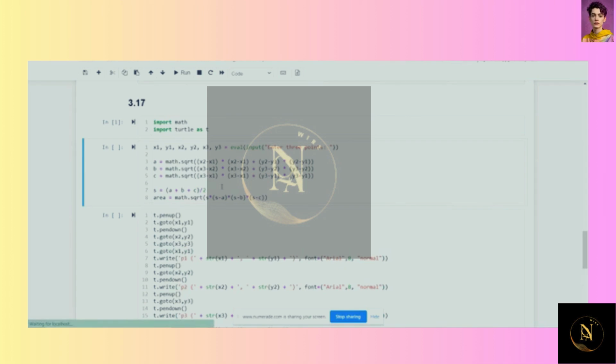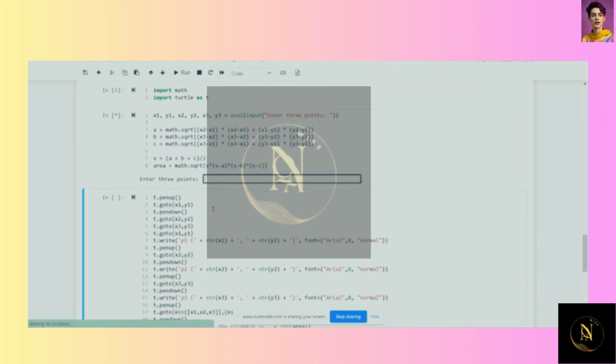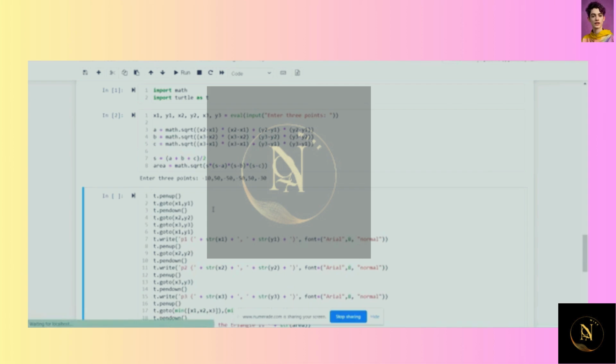Then using the formula given in the textbook for the area of a triangle, we define S to be A plus B plus C divided by 2, and find the area as the square root of S times S minus A times S minus B times S minus C. So we'll run that block and enter the points. I'm going to use the points that were given in the example. So negative 10, 50 for point 1, negative 50, negative 50 for point 2, and 50, negative 30 for point 3.